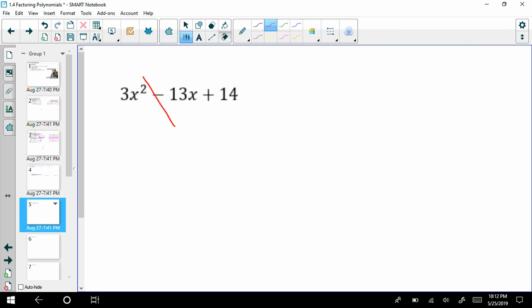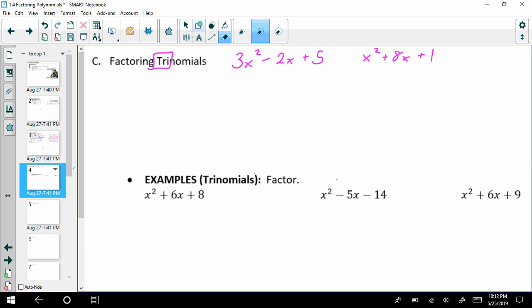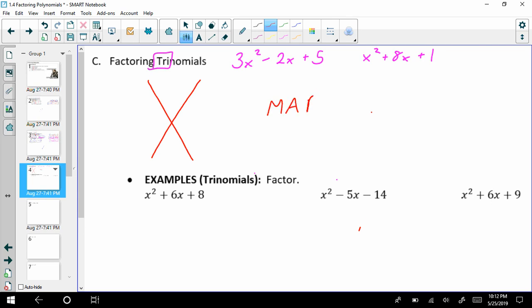Whoops, jumped a page on me here. So this other way, it's referred to as marfing. Yeah, it's a lovely word, marf. And what it stands for, it's a way to factor trinomials. So the M stands for multiply. The A stands for add. The R stands for rewrite. And the F stands for factor.